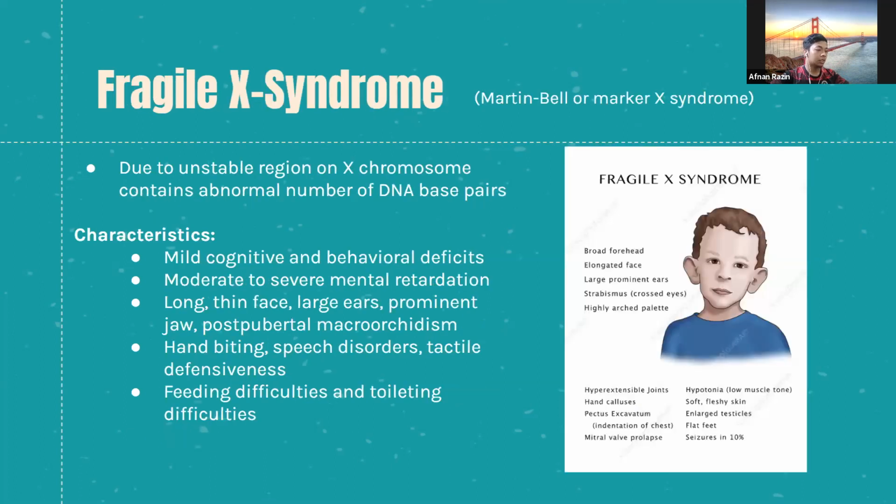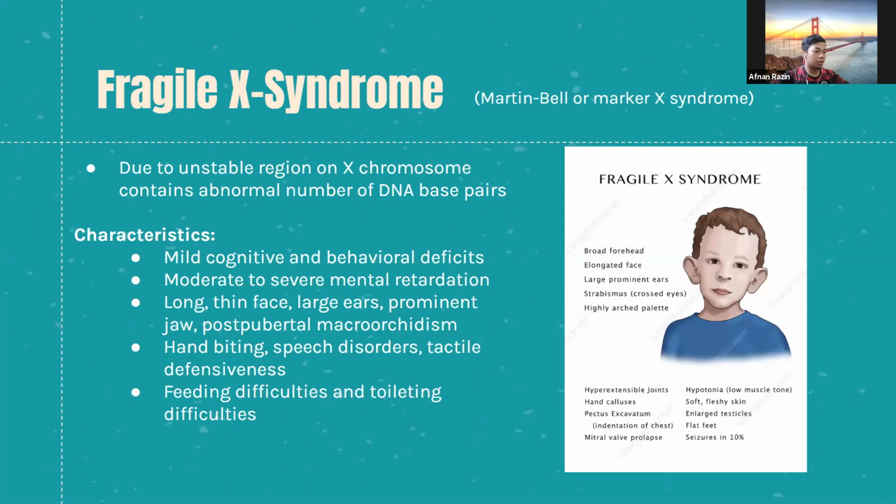Okay. So the next disorder is Fragile X syndrome. Fragile X syndrome is also known as Martin-Bell syndrome or Marker X syndrome. This is due to an unstable region on the X chromosome that contains an abnormal number of DNA base pairs. It is the most common cause of inherited mental retardation or autism in children in sex-linked disorders. For the characteristics, usually the child presents with mild cognitive and behavioral deficits, and then there is moderate to severe mental retardation.